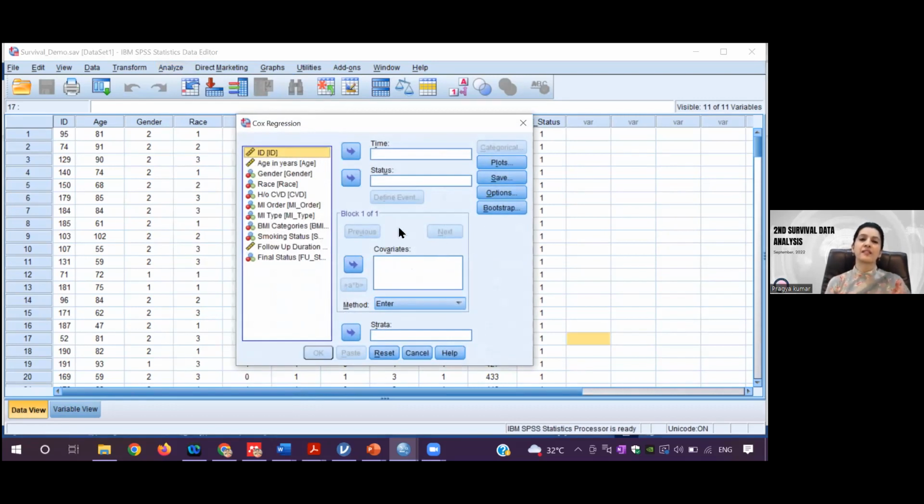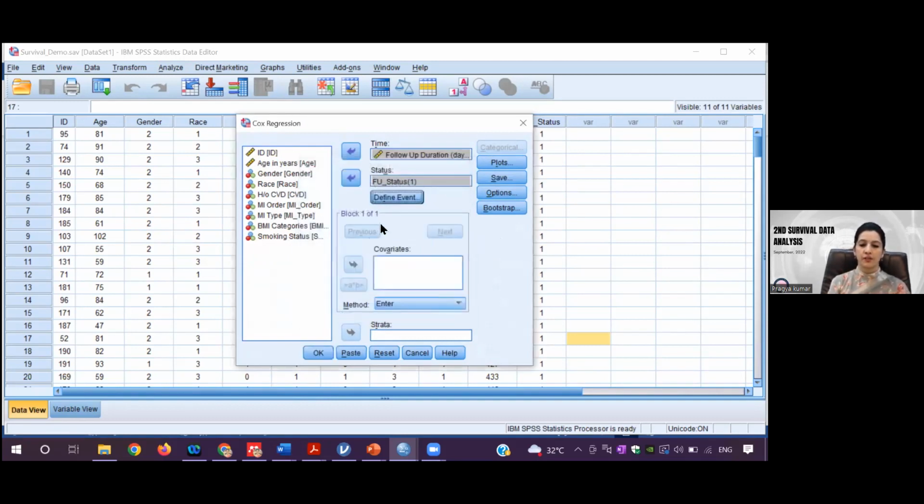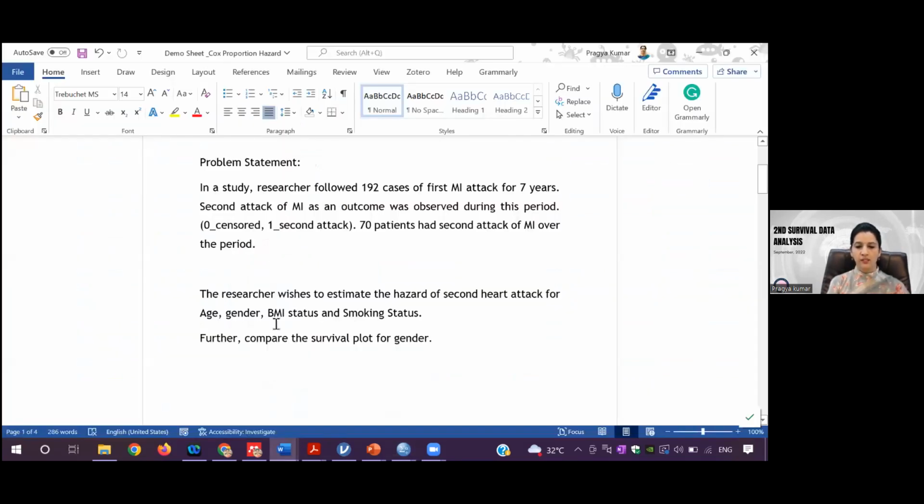This interface is very much similar to the logistic regression, except you have to enter the time here: follow-up time. Then for final status, give a value of the event, so 1 is event. Continue. In covariate, let me see the question. The question was age, gender, BMI, and smoking.